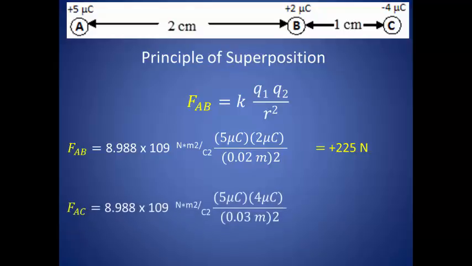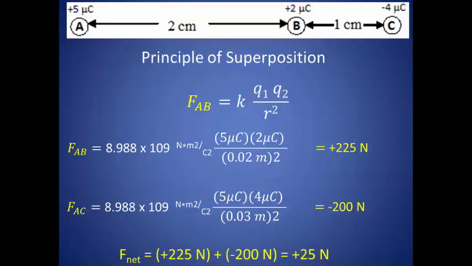Now, particle A is also being affected by particle C. In this case, the charges are opposite, so the two particles are attracting each other. When we determine the force of C on A, we find it to be negative 200 newtons. The negative here refers to the right direction since particle C will be exerting an attractive force on particle A. So particle B is pushing particle A to the left with a force of 225 newtons, while particle C is pulling particle A to the right with a force of 200 newtons.